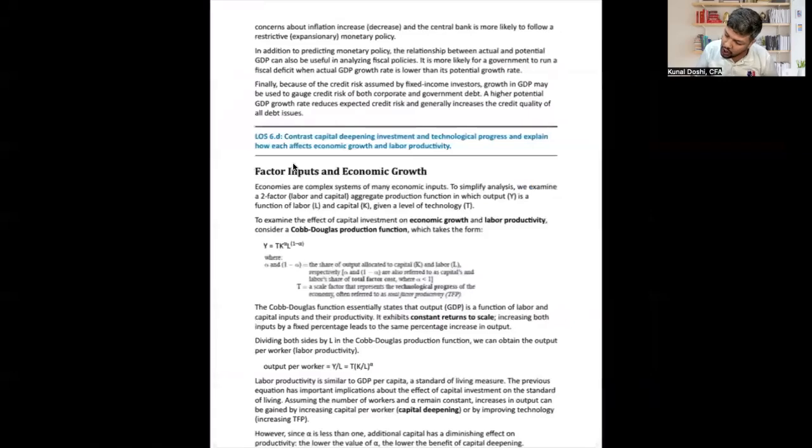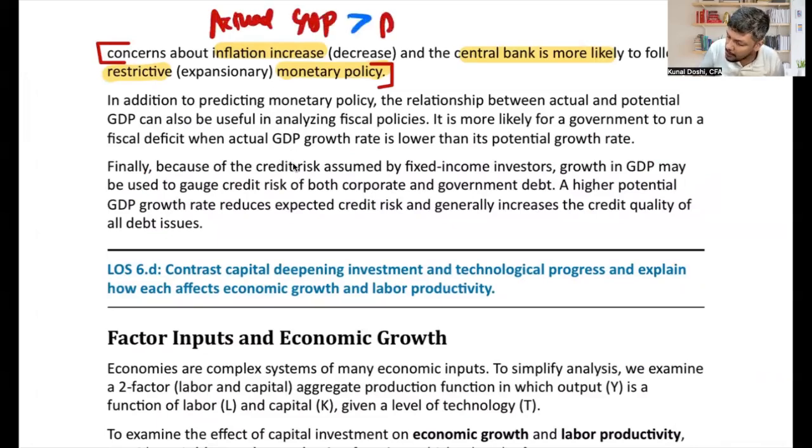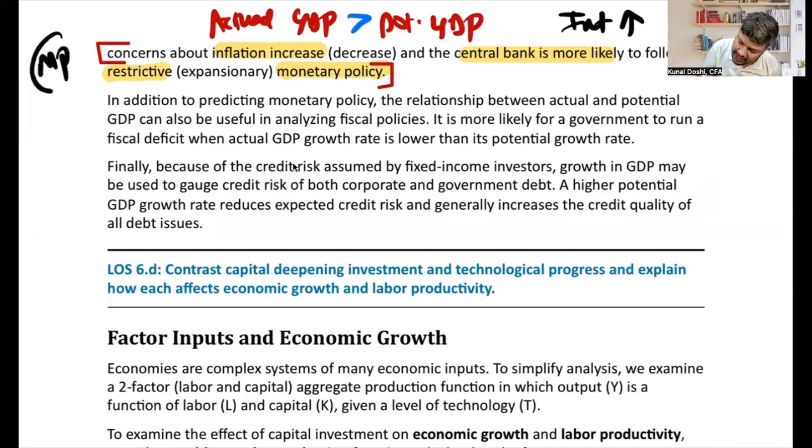So see, what will they do? When the concerns of inflation increase, the central banks are likely to be more restrictive. This is what will happen when the actual GDP is greater than the potential GDP. When this happens, the central bank will definitely increase the interest rates. So this is the effect of monetary policy's action on the fixed income and equity. Both will suffer, correct?